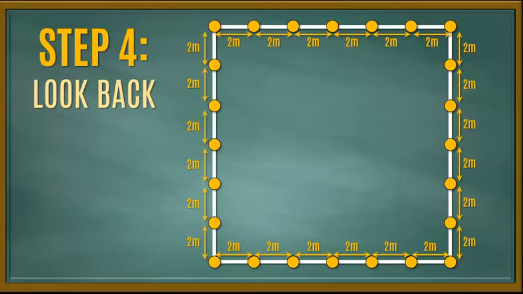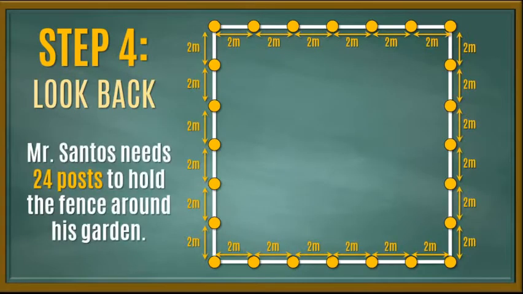We conclude therefore that Mr. Santos, that is, needs 24 posts to put up the fence that encloses his 12 meter by 12 meter plant garden.